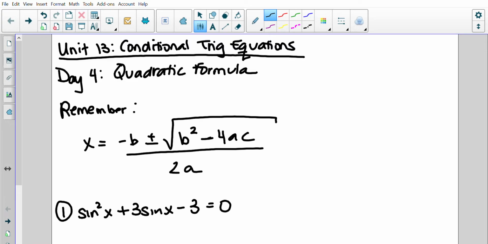Hi guys, today's lesson will be on solving conditional trig equations using the quadratic formula. And this can get a little bit convoluted, so just make sure you're paying attention to each example. You'll definitely need your calculators for this lesson, so make sure you have that handy. And I'm also going to show you guys how to check your answers in the calculator so that you don't have to always do it by hand, because it's rather easy.